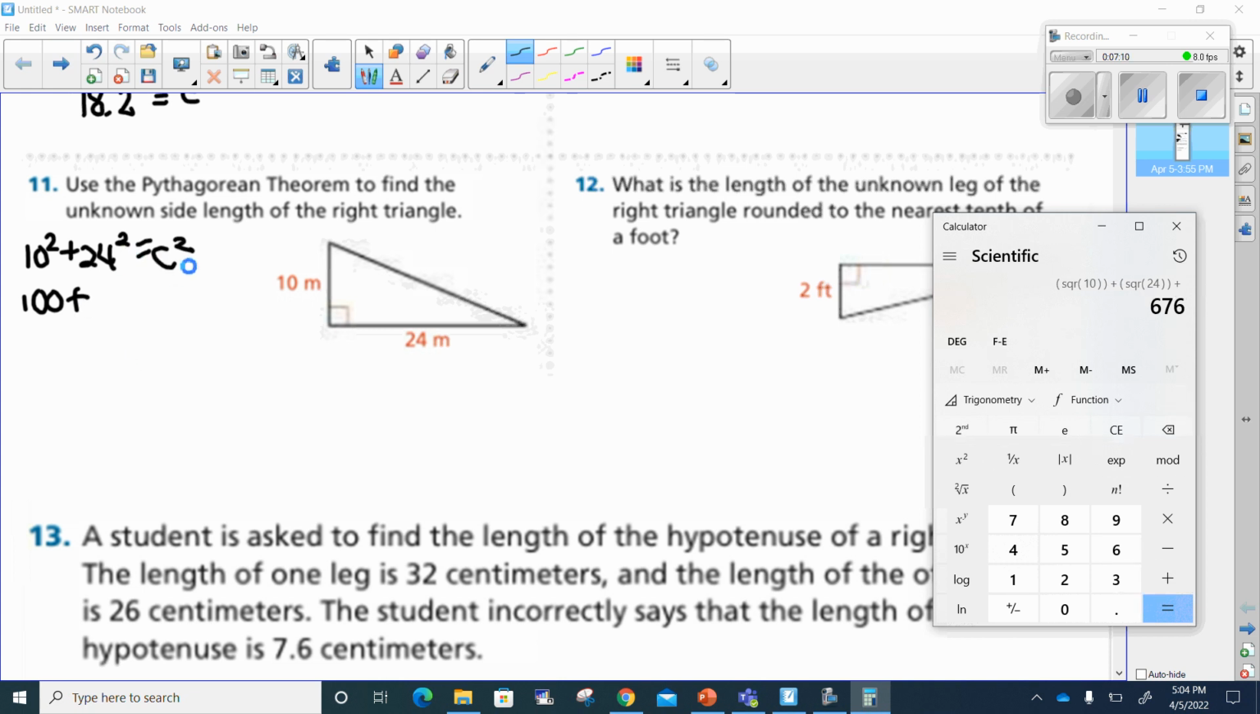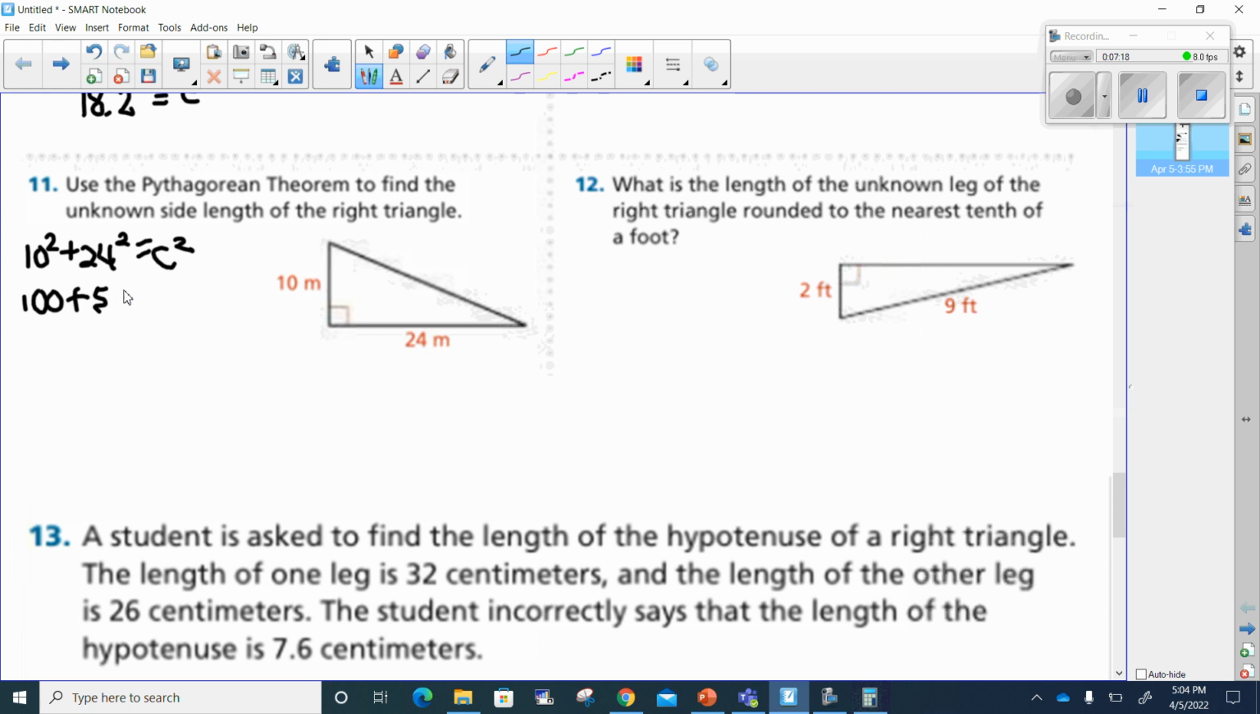All right, 576. Okay. So this is 576 equals c squared. That's going to equal 676. That's going to be equal to c squared. I can find the square root of 676, and it equals the square root of c squared. And that's going to go ahead and give me what c is equal to, right?